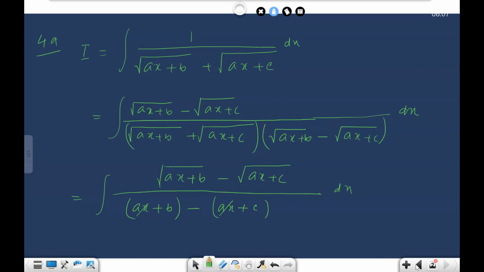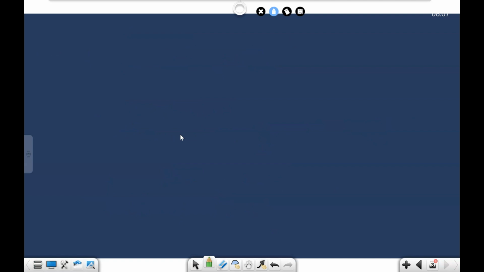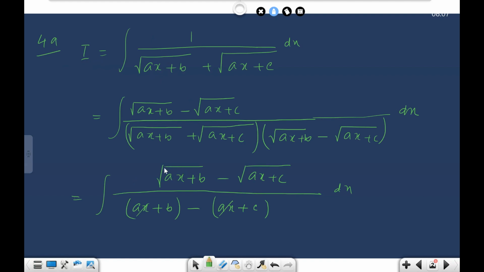So that b minus c is a constant. So I can take that outside the integral. This is equal to 1 by b minus c taken outside. And you see the expression now. Now it is integration of this term and integration of this term.